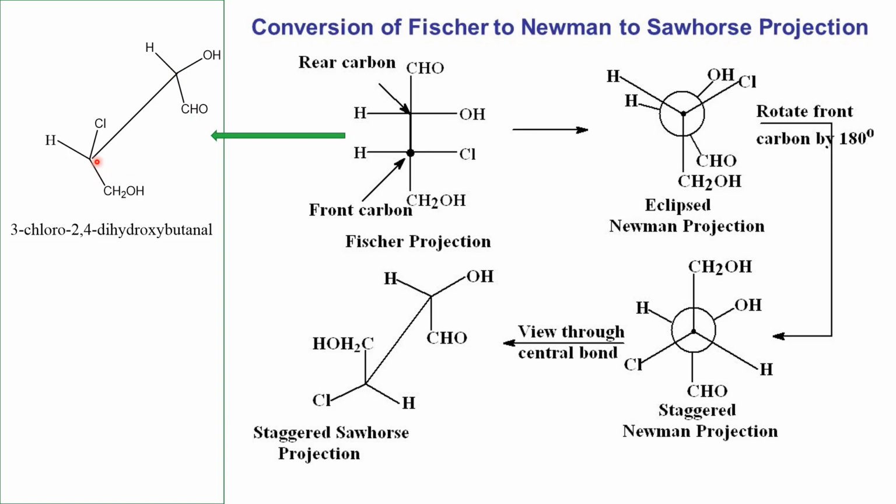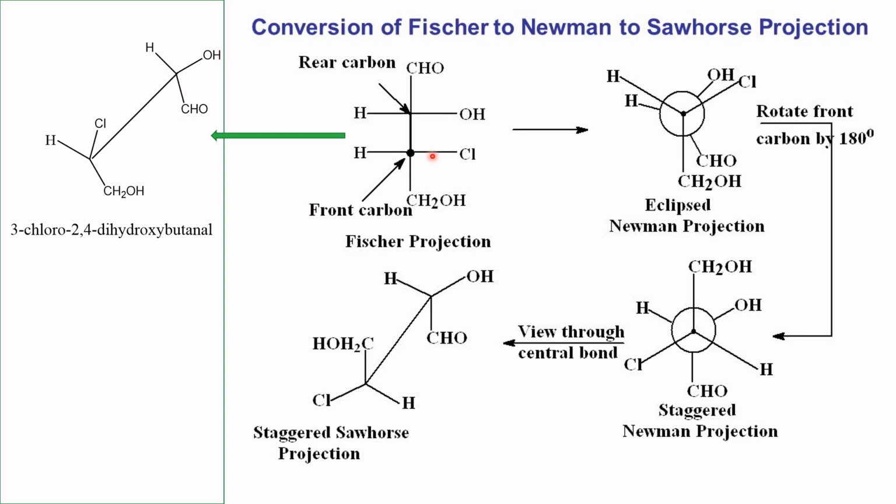In a Sawhorse formula, the two middle carbons, the front carbon is taken here, and this is the rear carbon. They are connected by a slanting line. In the front carbon, the group at the bottom should be shown in the downside. Hydrogen and chlorine should be shown as they are, hydrogen left and chlorine right. In the rear carbon, there is a group at the top that should be always shown at the downside.